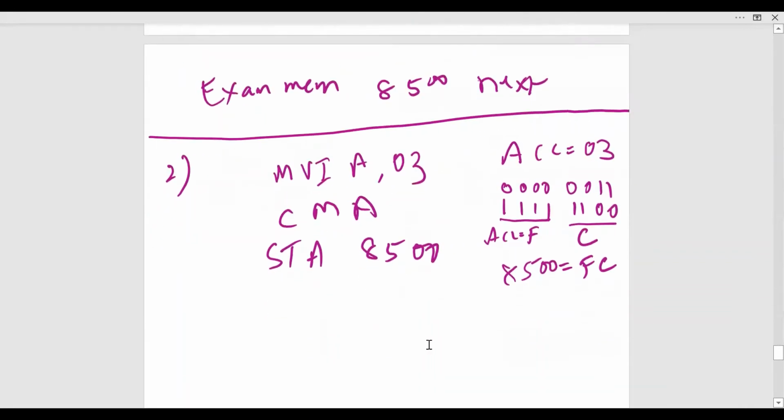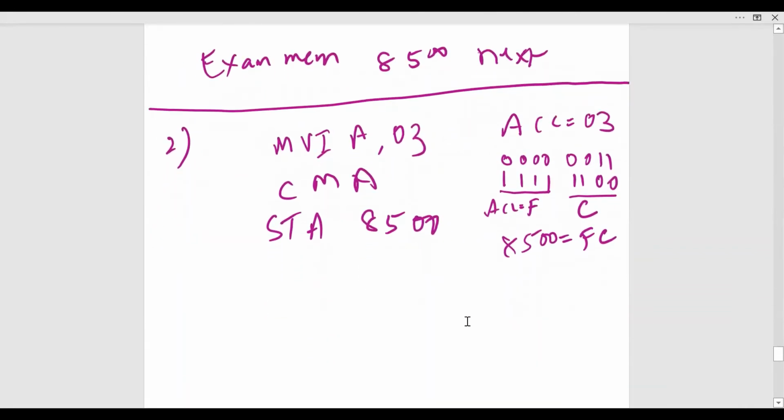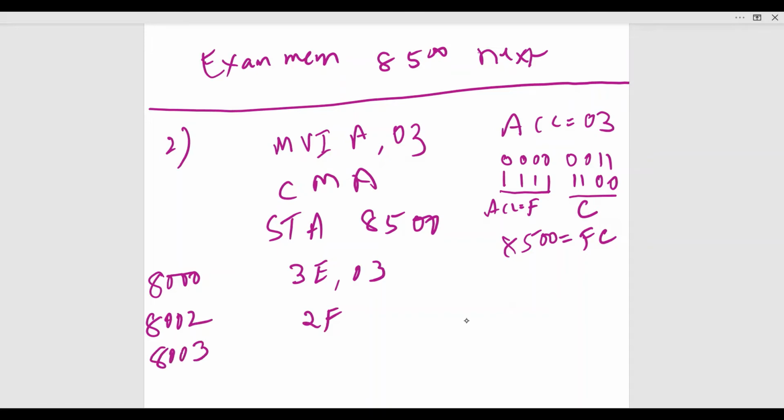Now let us write the outputs for this program. It will start with 8000. As I told you, MVI A is 3E, comma 03. So 8000, 8001. Again, write 8002. CMA. The output for CMA is 2F. It is a single byte, so it takes only one memory location. Next will be 8003. Now, because this is 3-byte, it will take 3 memory locations. So in 8003, type 32 and lower address 00, upper higher address 85.